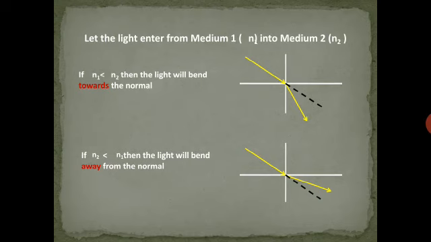Whereas in the other case, the light is going from N1 into N2 again, but now N2 is less than N1. It means that the light is going from denser to rarer medium. When light enters a rarer medium, its velocity increases. Hence, it can cover a greater distance in the same time. Thus, it bends away from the normal. So for us, the basic key rule is that when light travels from rarer to denser, it bends towards the normal. When it goes from denser to rarer, it bends away from the normal.